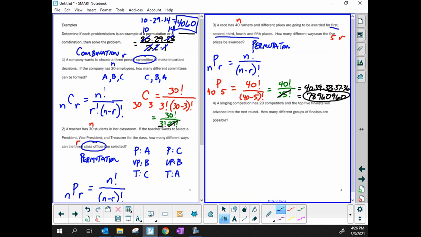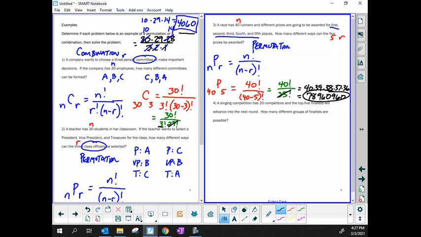So if you have a race that has 40 runners and you're going to give out awards for first through fifth place, there are almost 79 million different ways that those 40 runners could finish in first through fifth place. That's an enormous number. Okay? But again, we figured out this was a permutation because the order mattered. So we used our permutation formula to find the answer.